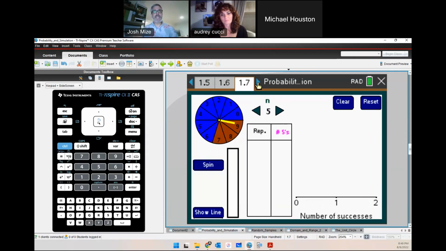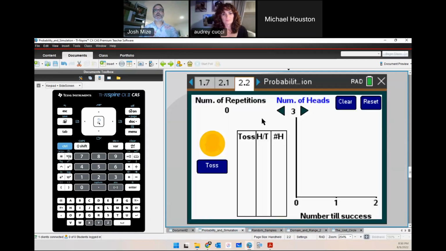Part 2 of this same activity talks about, okay, so I've got a fair coin. What's the number of repetitions? How many times do I have to toss until I get 3 heads? And that's a very different statistics question, and it's a little bit more heavy, so I wanted to leave that for your own investigation.